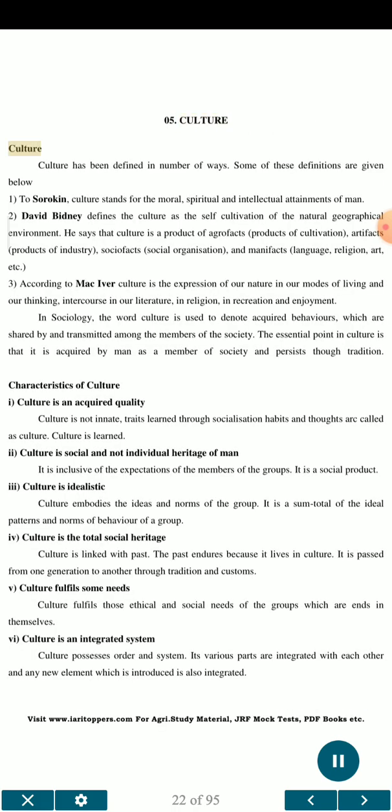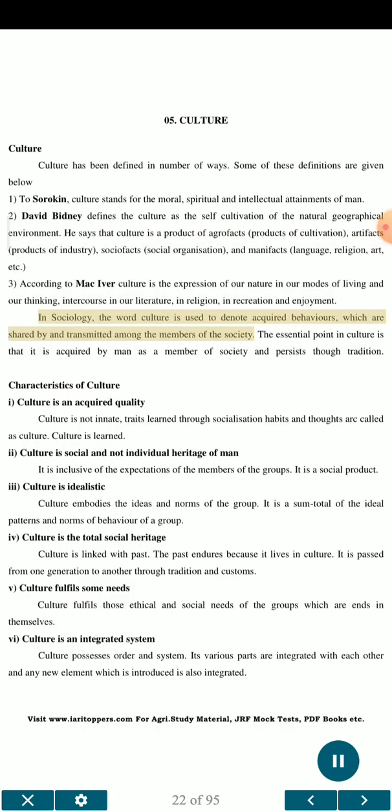Culture. Culture has been defined in a number of ways. Some of these definitions are given below. One, to Sorokin, culture stands for the moral, spiritual and intellectual attainments of man. Two, David Bidney defines culture as the self-cultivation of the natural geographical environment. He says that culture is a product of agrofacts, products of cultivation; artifacts, products of industry; sociofacts, social organization; and mentifacts, language, religion, art, etc. Three, according to MacIver, culture is the expression of our nature in our modes of living and our thinking, intercourse, in our literature, in religion, in recreation and enjoyment.